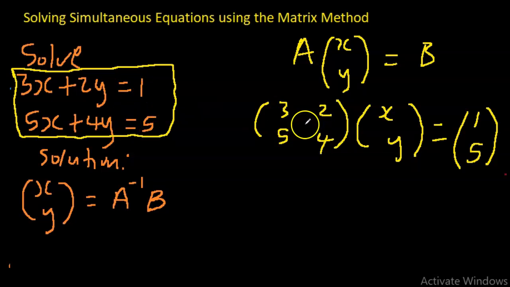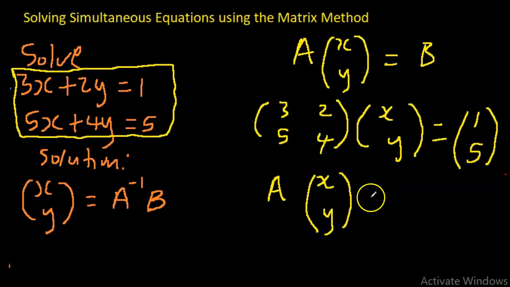So what we call A is 3, 2, 5, 4, the coefficients. Alright, up here. And then xy, and what we call B, the constants over here. That's what we call B. Alright, so let me just write it again. So we have A representing 3, 2, 5, 4. Alright, that's what A always represents. And B represents the constants on the other side, 1, 5 in this case.